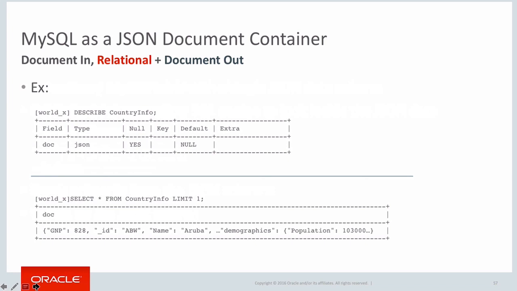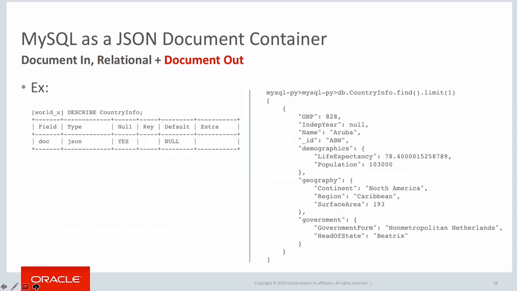Here I show it as document in and relational out. I have a table called country info, and it just has one field, doc, of type JSON, and that's it. When I select from there with a limit of one, through the regular MySQL client, not the new MySQL Shell, it spits out the data as a document.